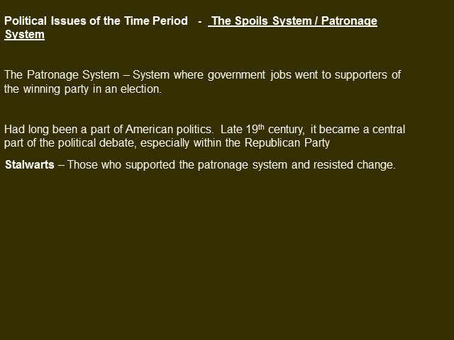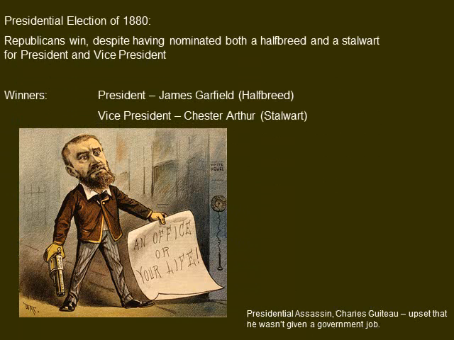There were those who were called stalwarts, who supported the patronage system, and they resisted change. They said, let's keep things the way they are. It's working just fine. And then there were those who wanted to reform. They were called half-breeds. They wanted to end the patronage system, bring about change, change the rules, if you will. So this becomes a real big issue in the presidential election of 1880. The Republicans win the election despite having nominated both a half-breed and a stalwart for president and vice president. This really shows you the divisions that existed, the fact that they nominated one of each to political office.